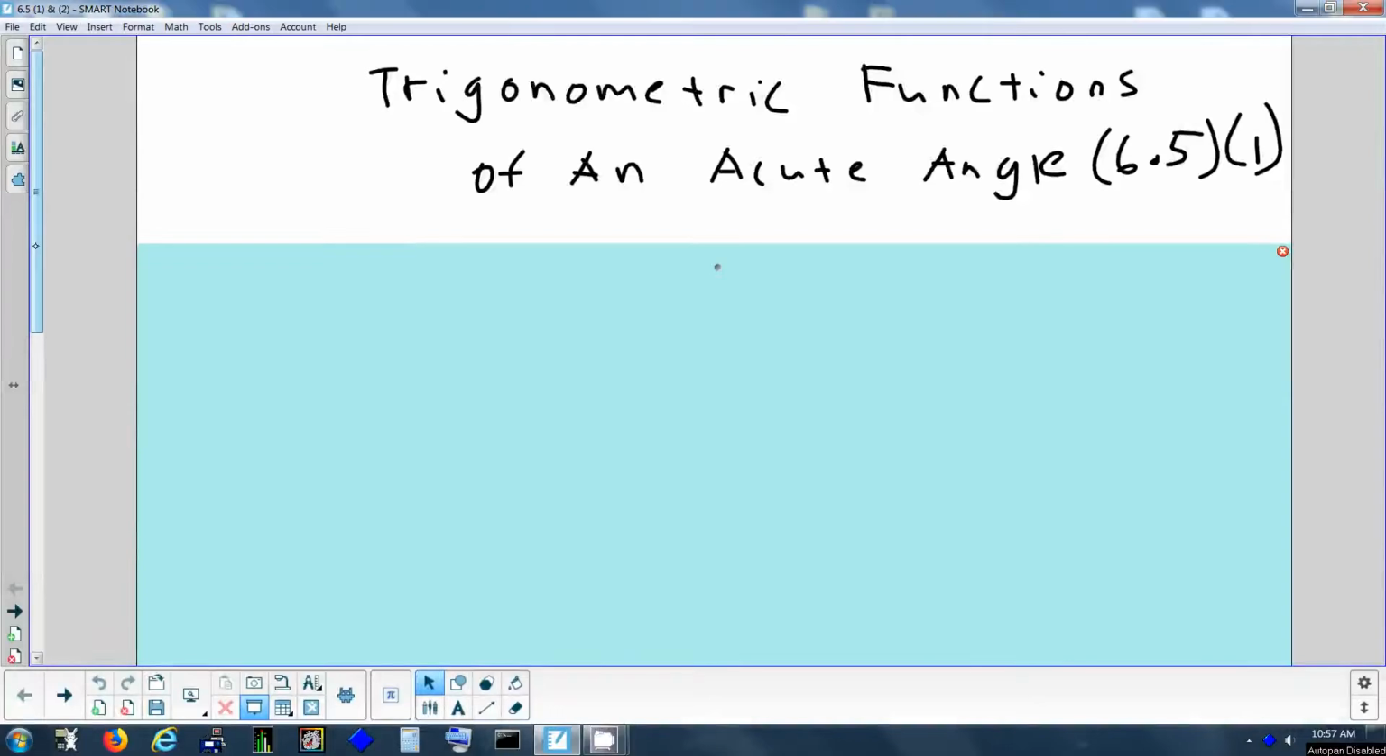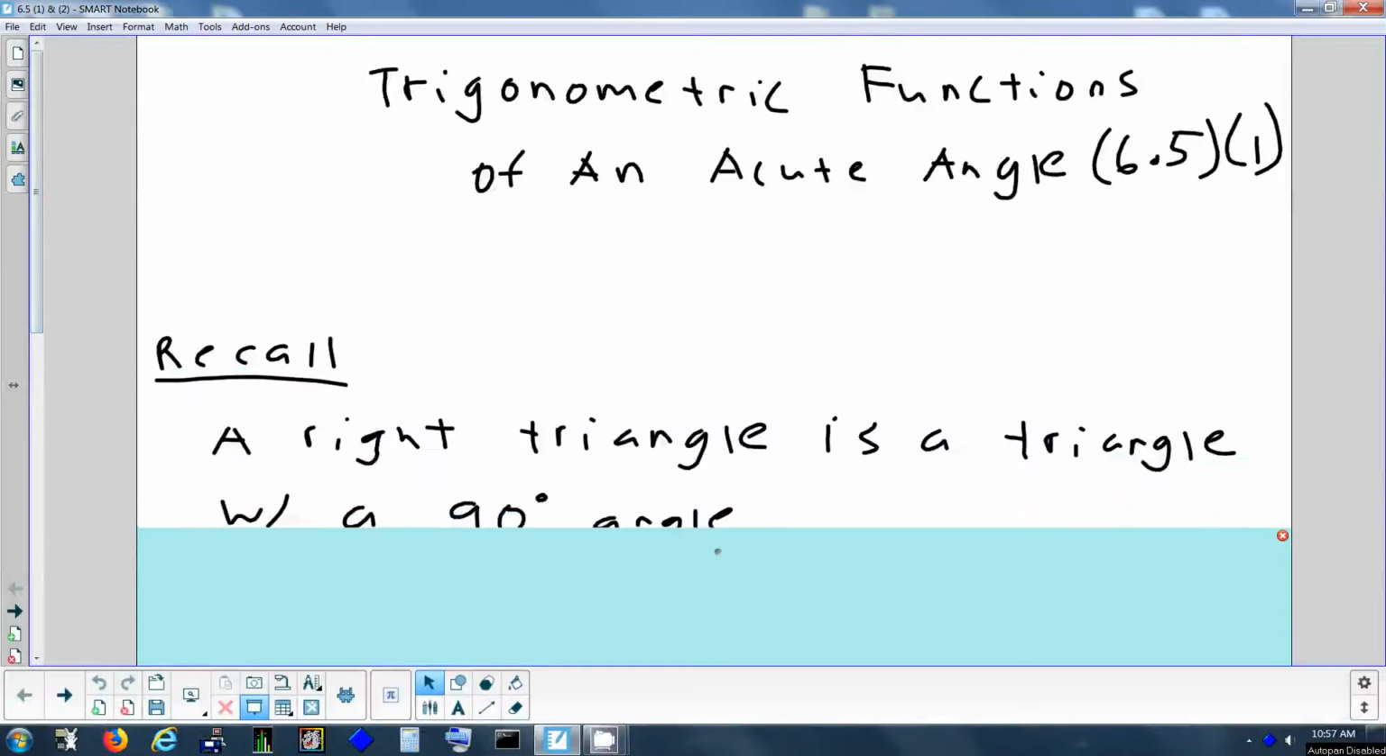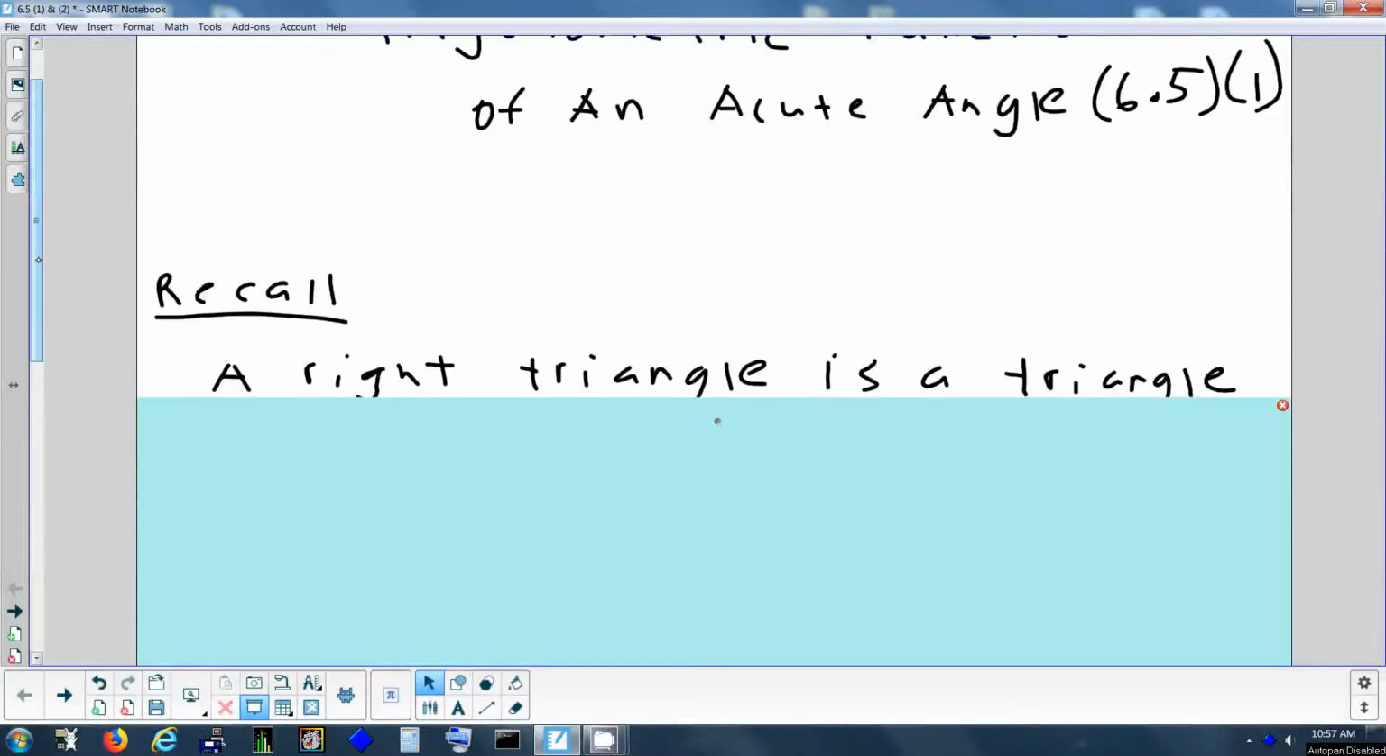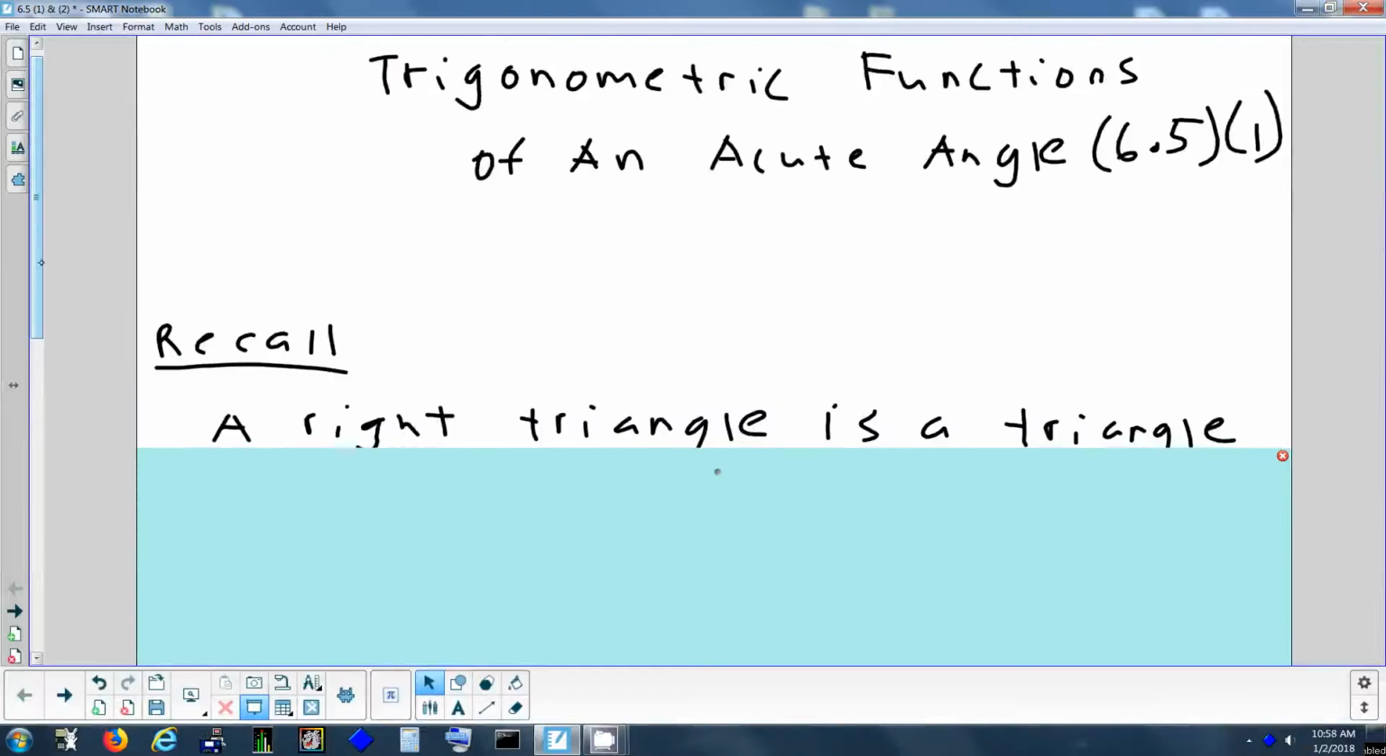Okay, so 6.5, we're going to start looking at triangles. How many people have done sine, cosine, Sohcahtoa, that kind of stuff? Yeah, if you've done Sohcahtoa, that's basically what this section is. There's a few other things as well. All right, so we're going to be studying specifically right triangles.